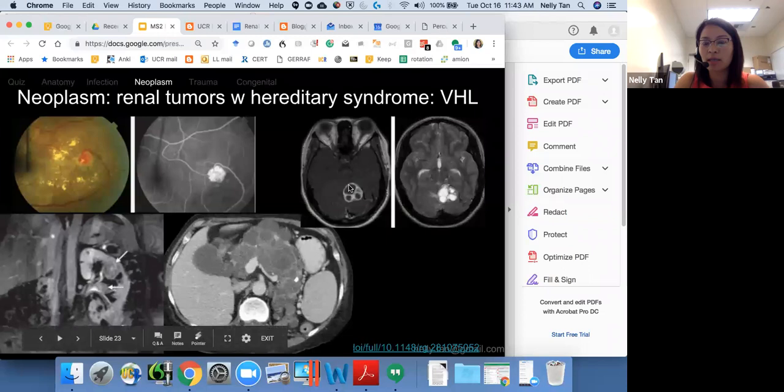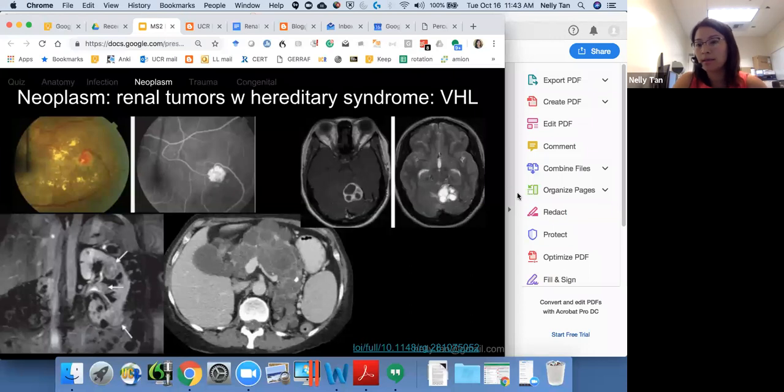This is a contrast-enhanced MRI. This is a T2. We know it's a T2 because CSF is bright, and T2 looks at water. So you look for bright, white CSF. So Michelle has a question.